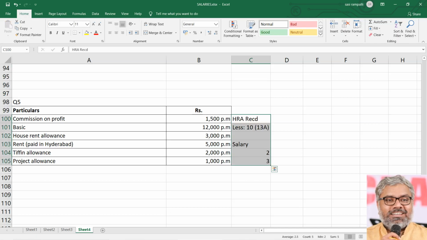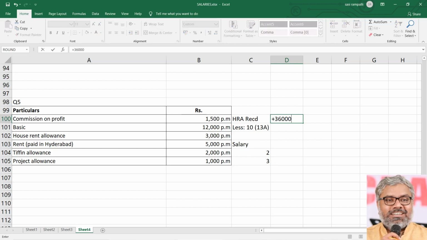Then question number 5, same way, HRA received is 3,000 per month. That means 36,000 per annum. Salary for this purpose, calculate carefully. Basic is 12,000 per month. And here also commission on profit is given. Should we take it? No. And there is no DA anyway. So we should not take anything else. 12,000 into 12 is the salary here.